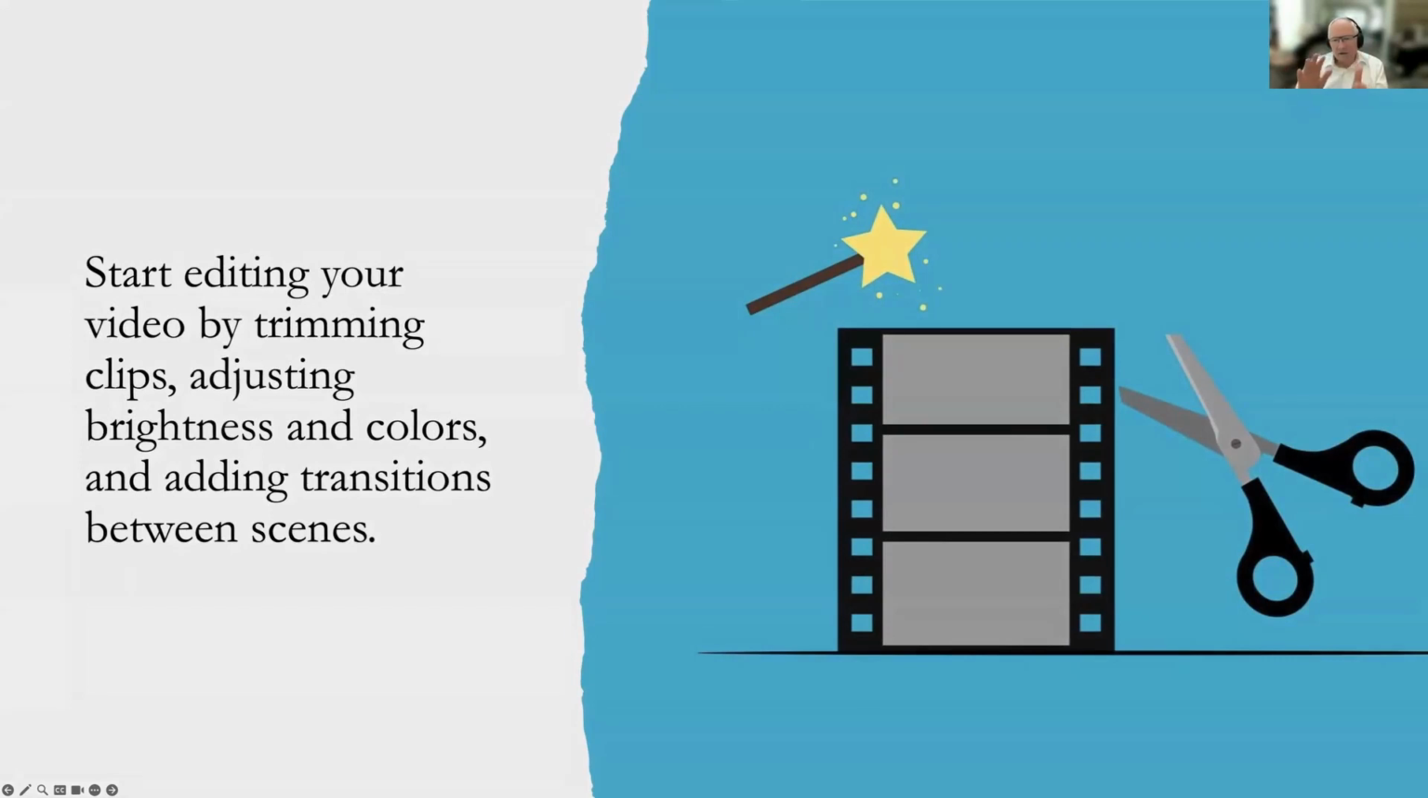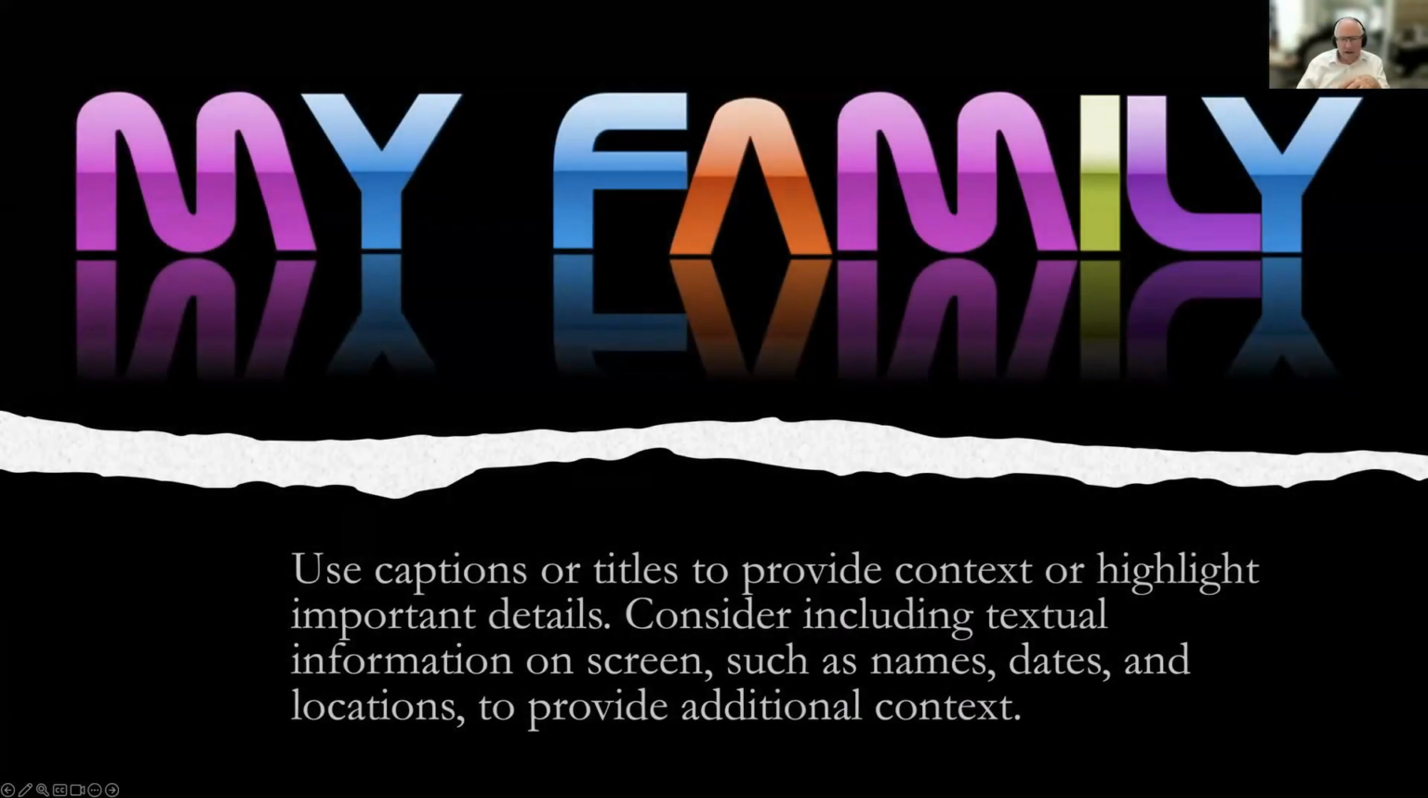So now you start actually editing your video. You trim your video clips down, you put them in order, load them into the video editing program in the order that you want. You match those to whatever narration you have, and you add transitions between the screens and any titles or headings or dates or identification or arrows or whatever else that you're adding to your video. And you can use the captions or titles to provide the context or highlight important details.